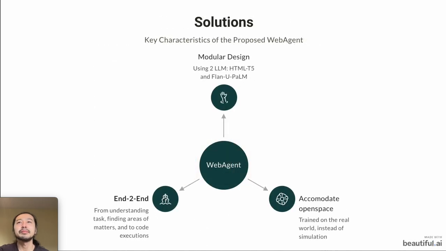So the solutions being proposed by this paper are these concepts. It's doing a modular design, combining two large language models, HTML5 and Flan-U-PaLM, to achieve the end result. And this is an end-to-end solution. It understands the task, filters the areas of HTML where it matters, and generates the code to execute. And it accommodates open-space fields, so it's not just simulation, but handles more real-world website situations.